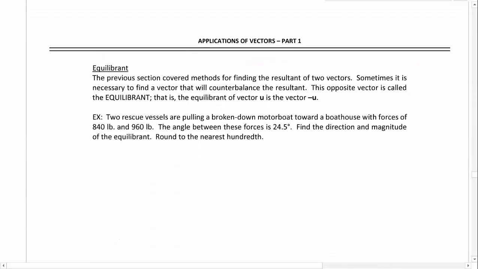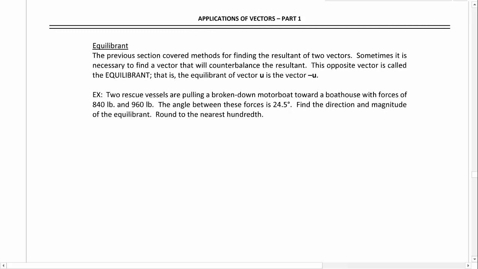Let's try another one. This next example is going to involve the equilibrium. So we've talked about in previous sections methods for finding the resultant of two vectors. Sometimes it is necessary to find a vector that will counterbalance the resultant vector. This opposite vector is called the equilibrium. The equilibrium of vector u is the opposite of vector u. So kind of like how animals that jump have really long tails to keep them balanced, it's just the counterbalance. That's all the equilibrium vector is.